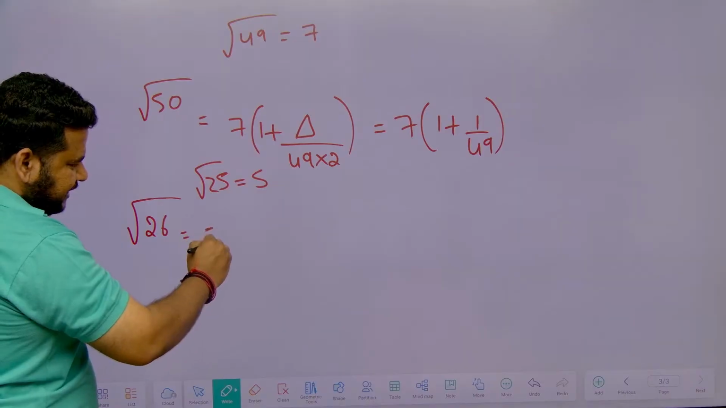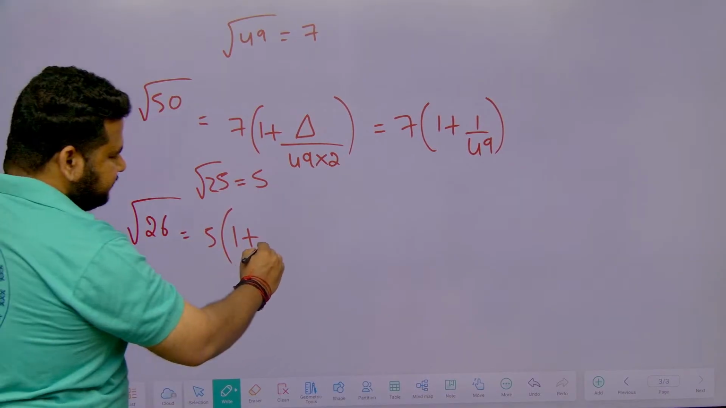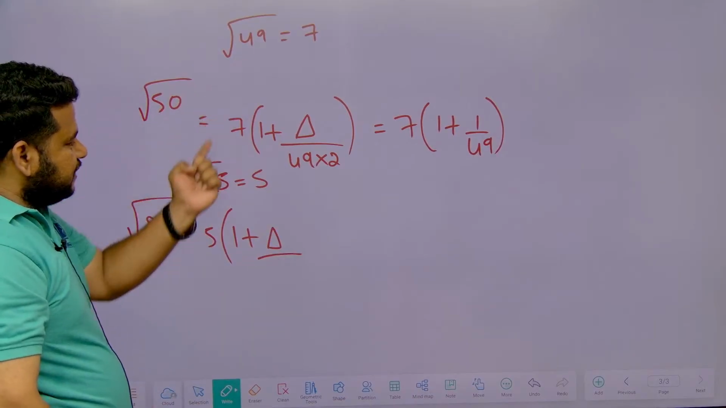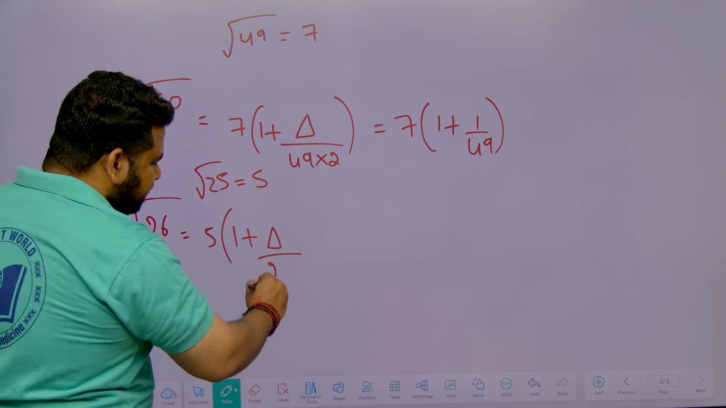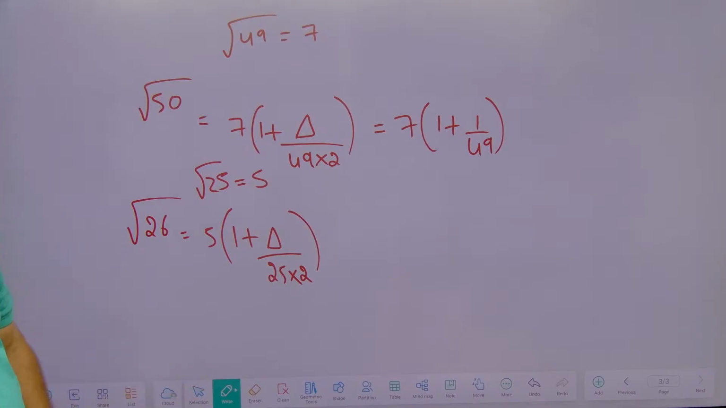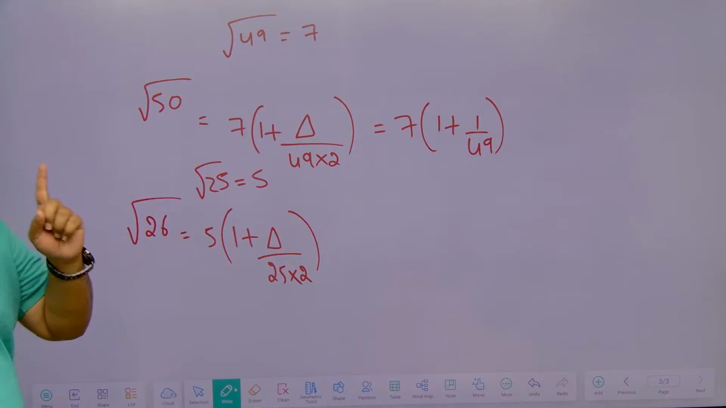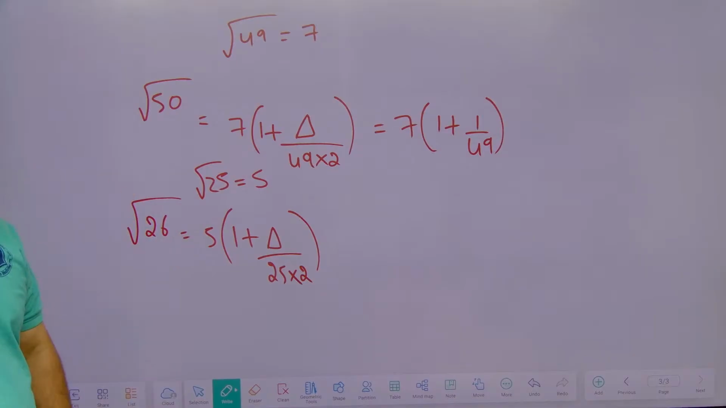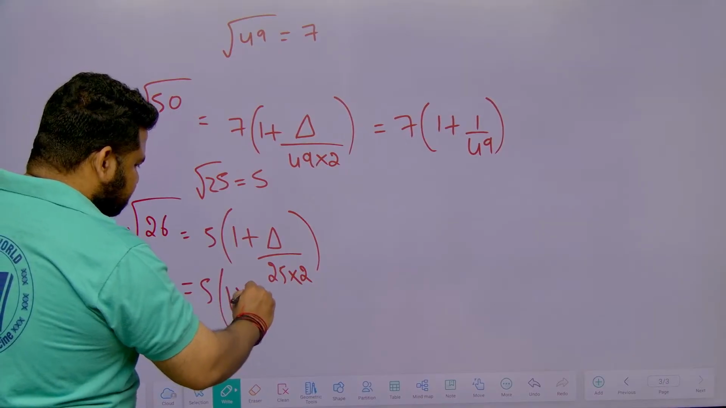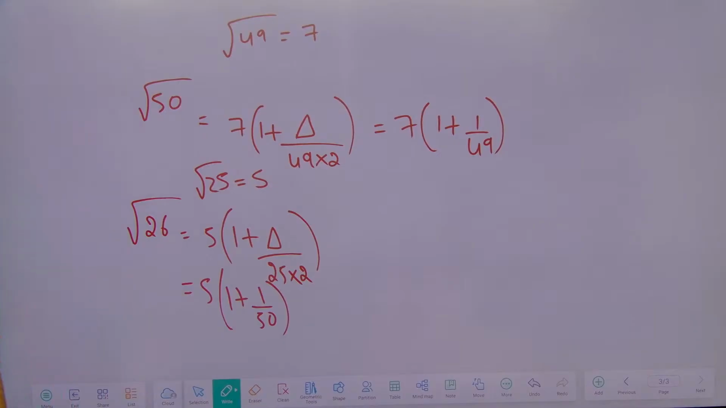5 you bring here, write it as it is, into 1 plus the delta, divided by 25 into 2. What is this delta value now? 26 and 25, what is the difference? 1. So this is 5 into 1 plus 1 by 25 into 2, which is 1 by 50. 1 by 50 means what is the value?